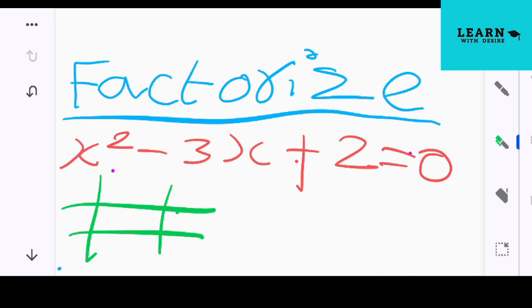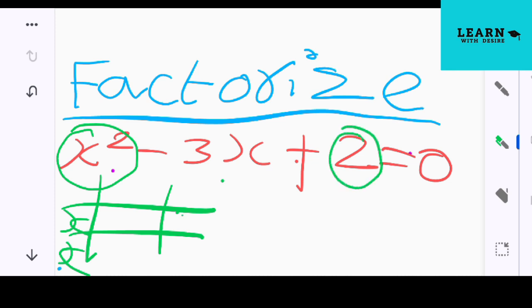The shortcut trick is like this: first put the variables that are in the equation, that is x square, as x into x. After writing x square as x into x, then write 2 as 2 into 1.